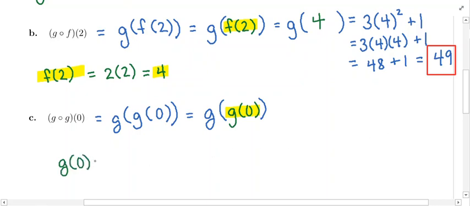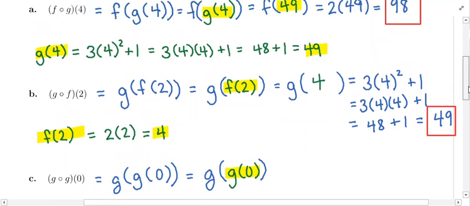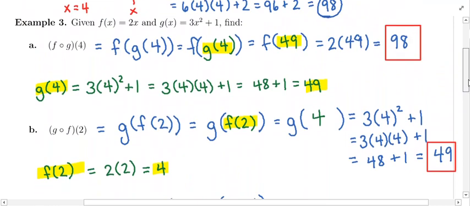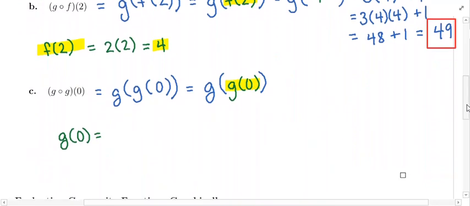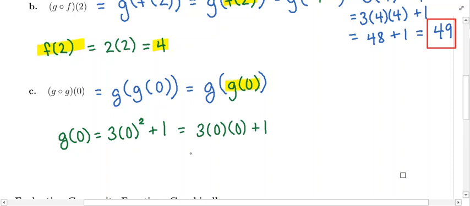I'm going to go up to g. g of x is 3x squared plus 1. Everywhere I see an x, I'm going to replace it with 0. So we're going to get 3 times 0 squared plus 1. This is 3 times 0 times 0 plus 1. Anything times 0 is 0, so we get 0 plus 1, which is 1. So g of 0 is the same thing as 1.